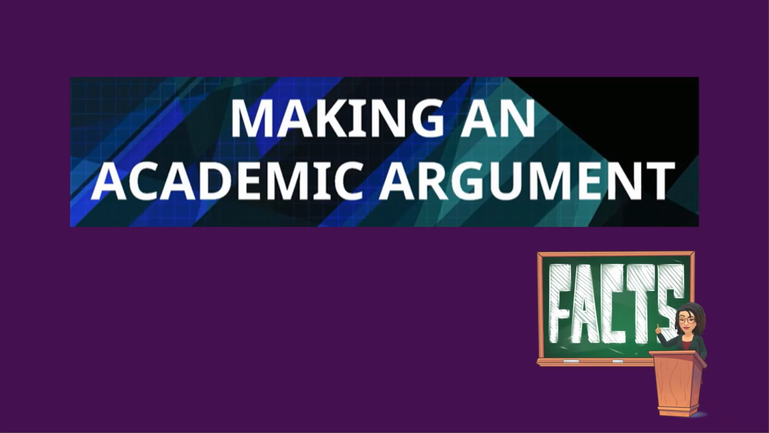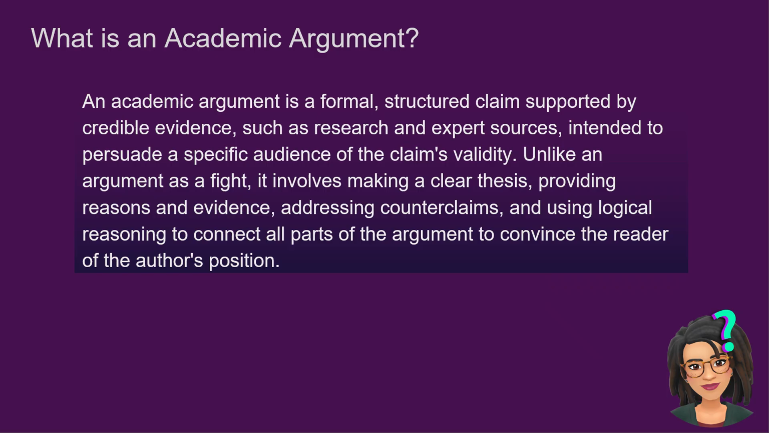Let's switch gears and talk about how to make an academic argument. Firstly, what is an academic argument? It is a formal, structured claim supported by credible evidence, such as research and expert sources, intended to persuade a specific audience of a claim. Okay, we're not talking about a fight, all right? We're talking about a clear thesis and proving yourself right using evidence.